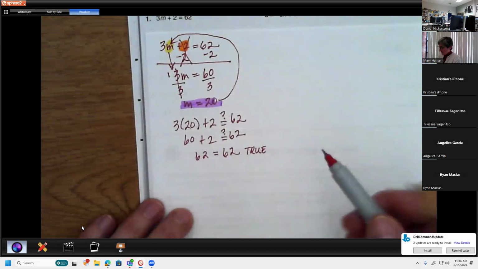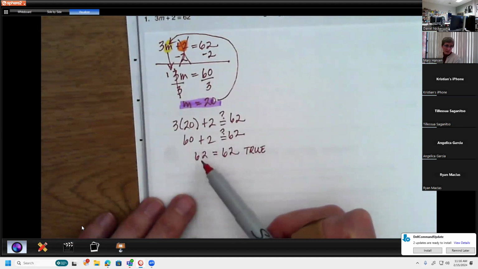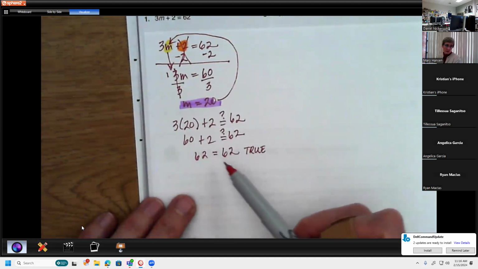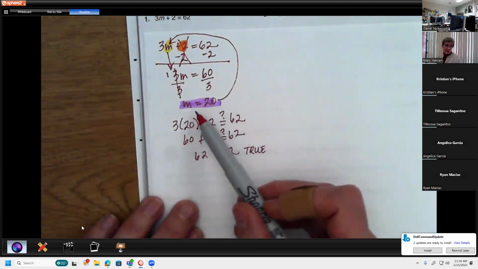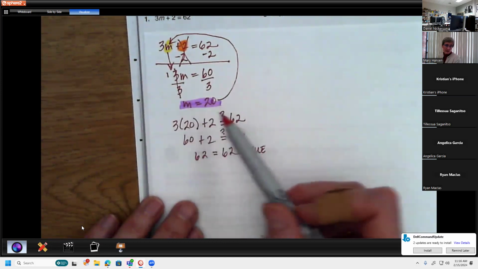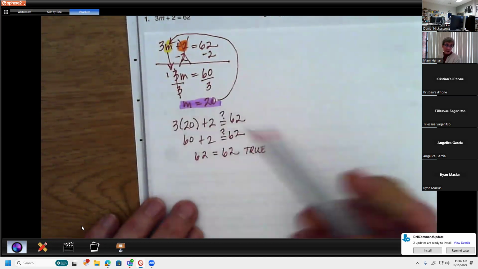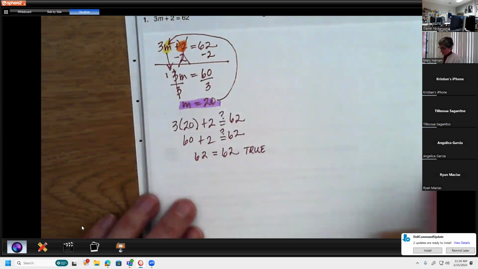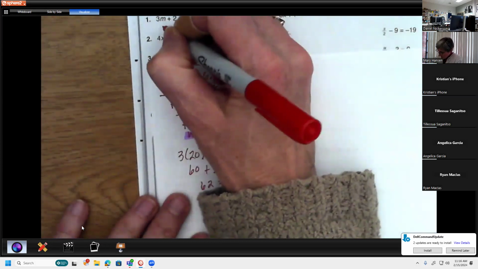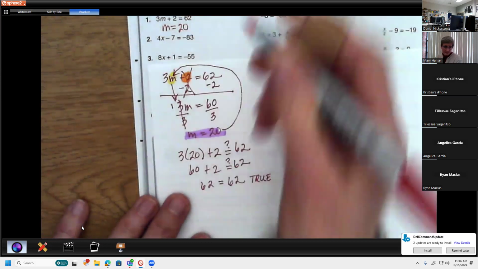Remember, that's how I knew I'd made the mistake on that other problem, because I came up with 5.3 equals 12, which is not true. And then I could go back to this and say, I've made a mistake. This answer is not right. And then we went back to find our error. Okay, all right, so that means that for number 1, m is 20.